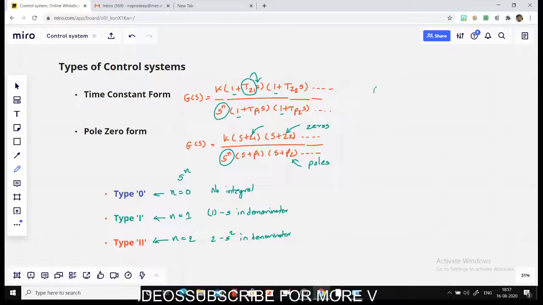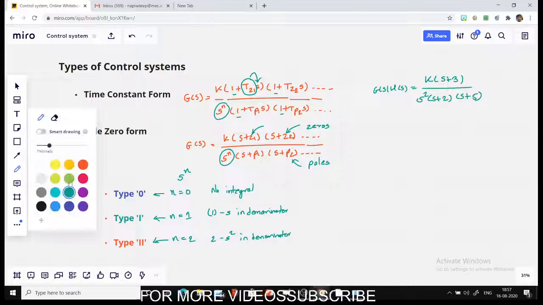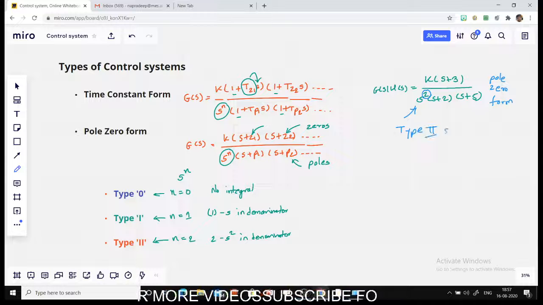Let us say we have G of s H of s is equal to K into (s plus 3) upon s squared into (s plus 2)(s plus 5). This is in pole zero form, and then you can look for the power of s in the denominator, and if there is 2 in there, that means it is type 2 system. So you can say this is type 2 system.